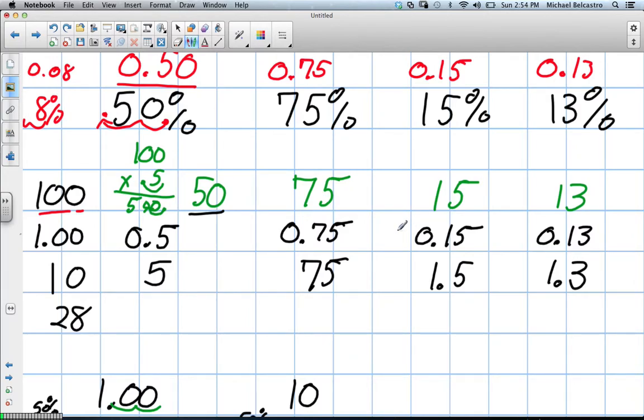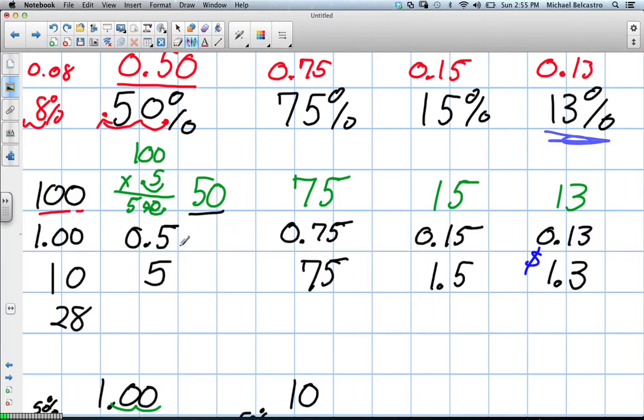Okay, we'll talk about that after. So 15% of 10 would be $1.50. That's how much extra tax you'd pay. And 13% tax would be $1.30. That's how much more tax you'd pay there. Okay? So those are easy ones.